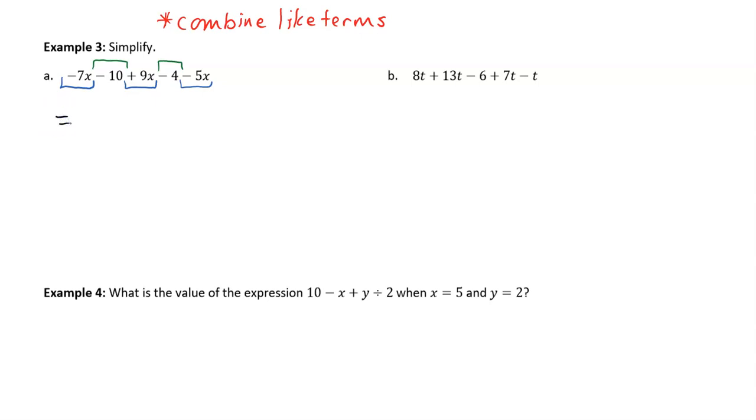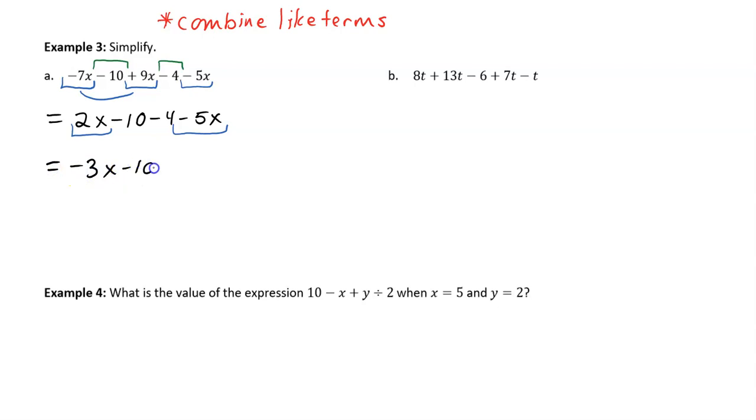So if I combine my x values first, let's do that. We'll do the negative 7x plus the 9x. That'll give us a nice positive 2x. We'll keep everything else and work our way forward. I still have some like terms with the x values. So I have 2x now minus 5x, and that'll give me a negative 3x.